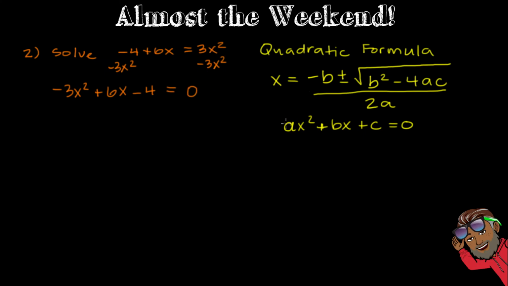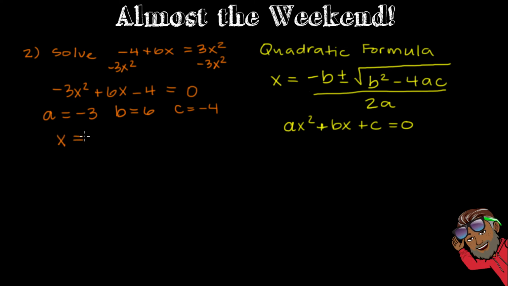All right, so all that wonkiness gone, we can now go ahead and solve this thing. To solve it, what we want to do is identify the a, the b, and the c. The quadratic term is negative 3, the linear term is 6, and the constant is negative 4. All right, now we plug it into our formula.